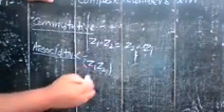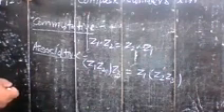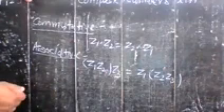Here the commutative law holds for the multiplication of two complex numbers. In the same way, for the associative law of multiplication, you have Z1 into Z2 into Z3 is equal to Z1 into Z2 into Z3. So the associative law also holds for the multiplication of complex numbers.